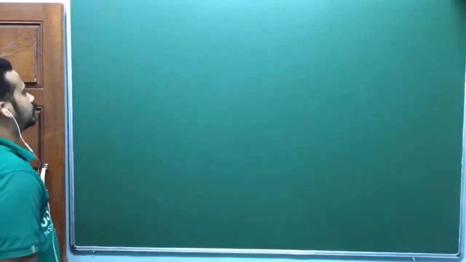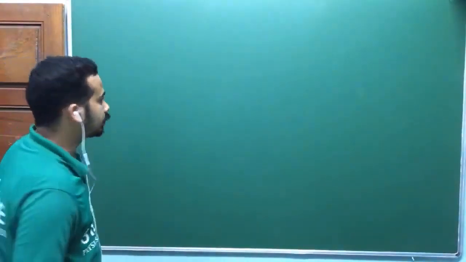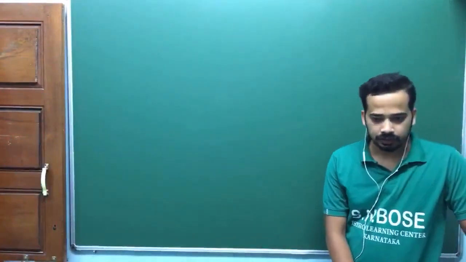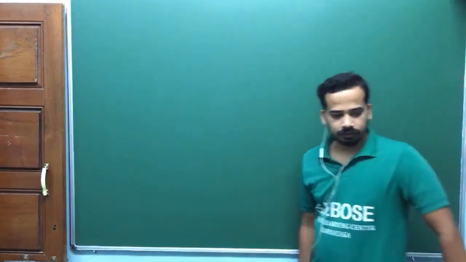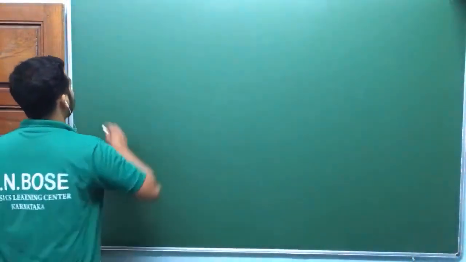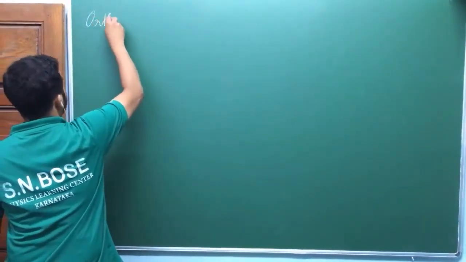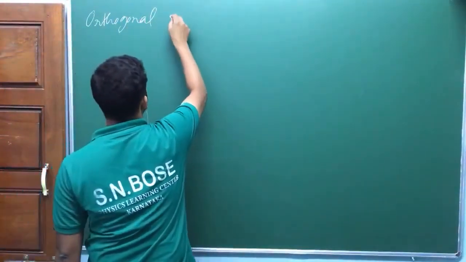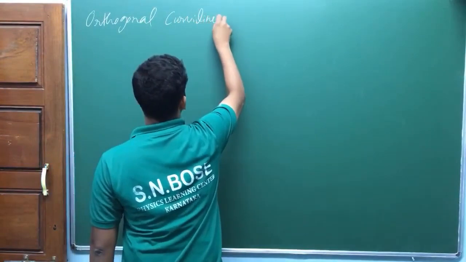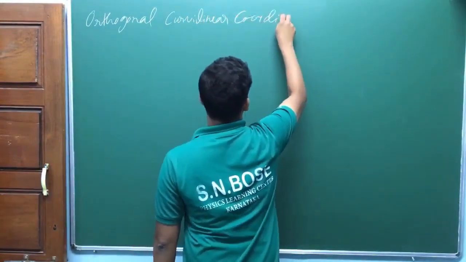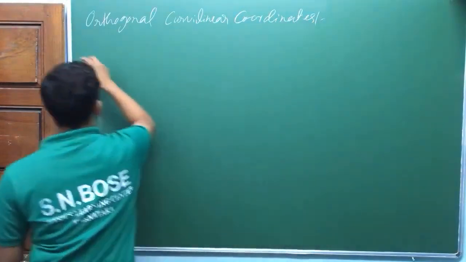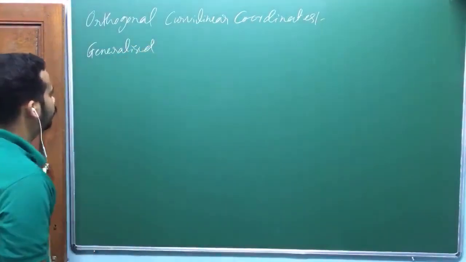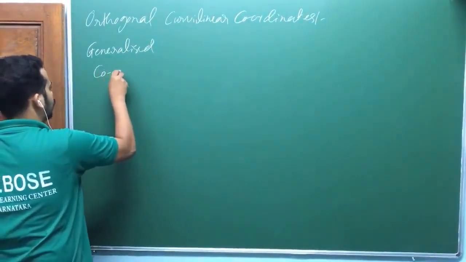So let me take a generalized curvilinear coordinate system, orthogonal coordinate. Again, we always deal with orthogonal coordinate systems in most parts of physics. In that orthogonal coordinate system, let me take the heading: orthogonal curvilinear coordinate, in the most general situation. Let me take a generalized situation.